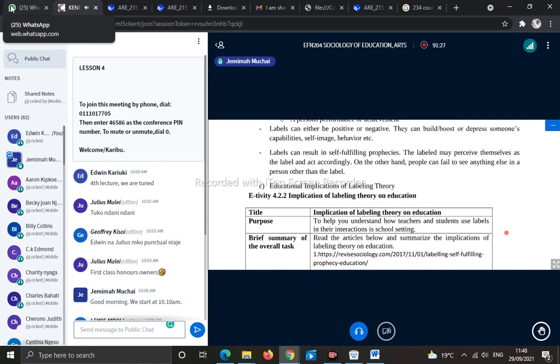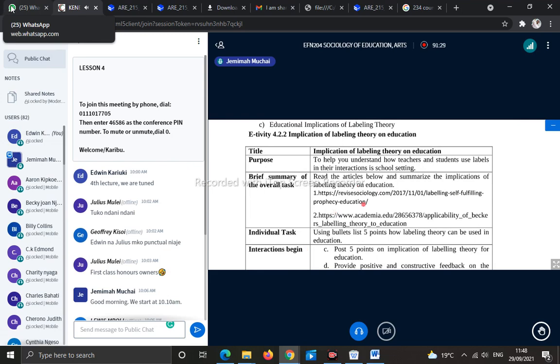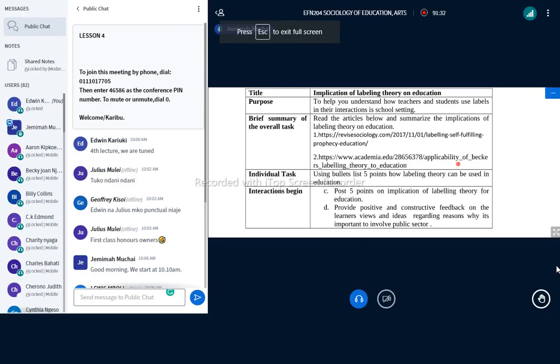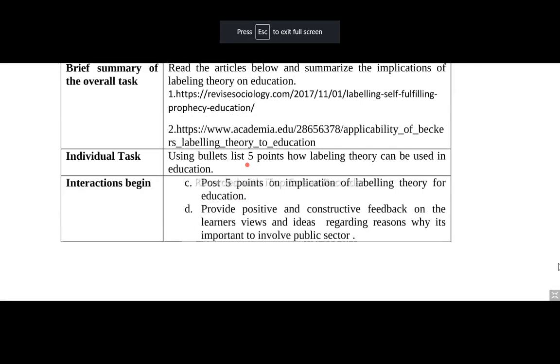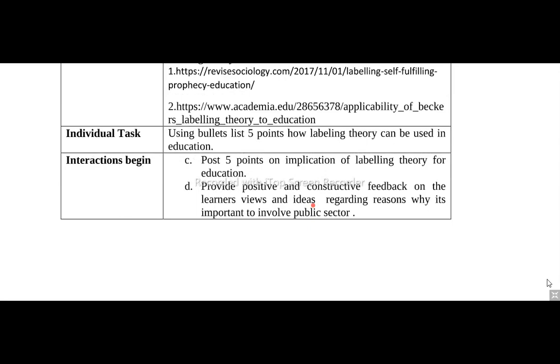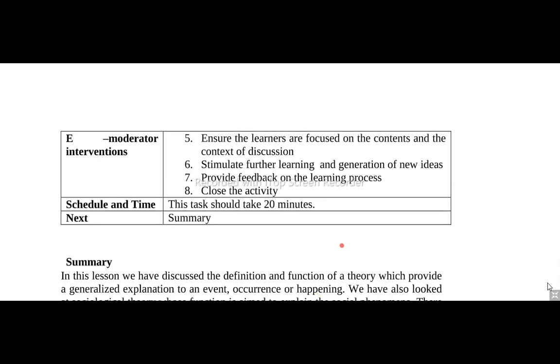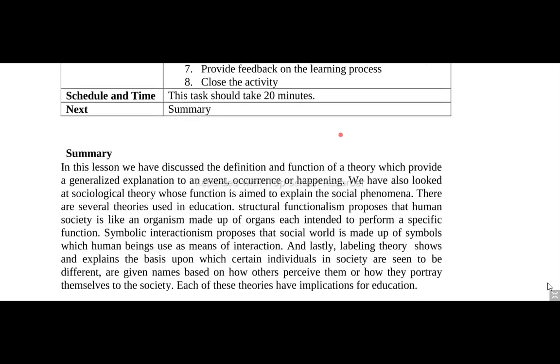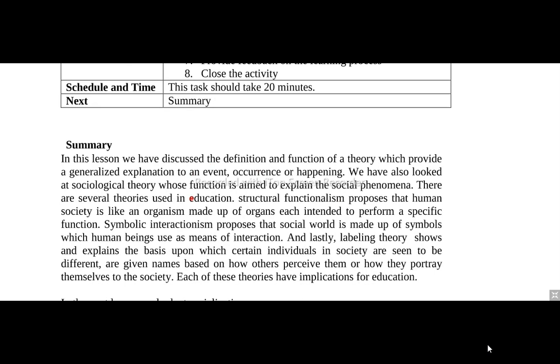Educational implication of labeling. You read these two articles, and using bullets, list 5 points on how labeling theory can be used in education. So that is your assignment on how to apply labeling theory in education. And with that, we come to the end of our lesson today. Any question?